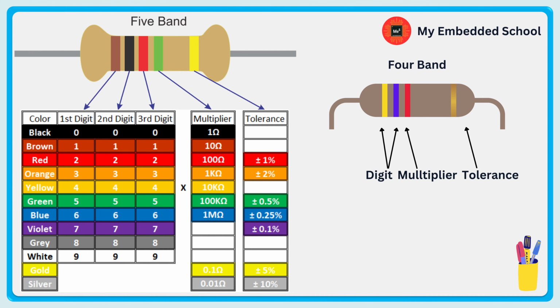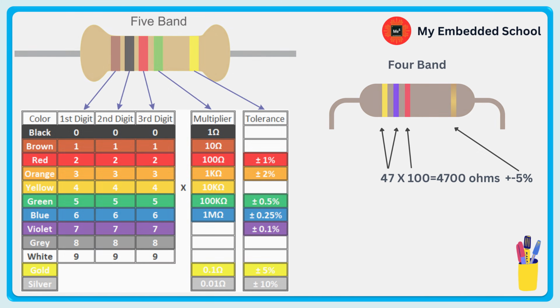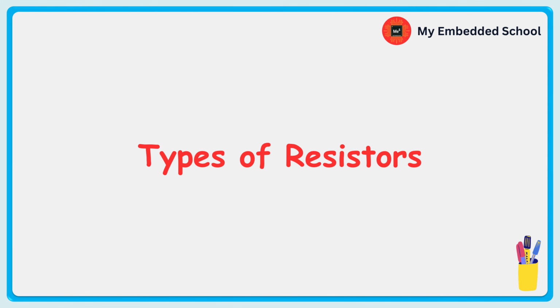The first band is yellow, which is 4, and the second band is violet, which is 7. These two numbers combine, which is 47. The third band is the multiplier, which is red, which means 47 times 100 is 4,700 ohms. The fourth band is gold, which means a resistance value of 4.7 kiloohm, 4,700 ohms, with a tolerance of plus or minus 5%. There are many types of resistors, depending on their design, function, and application.